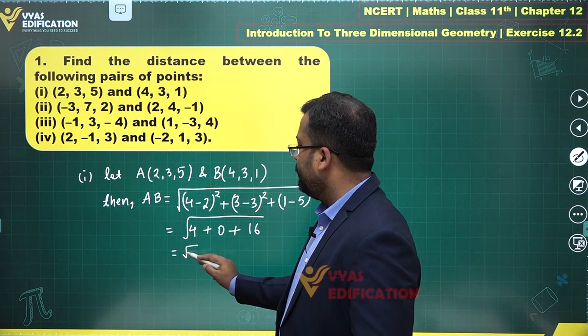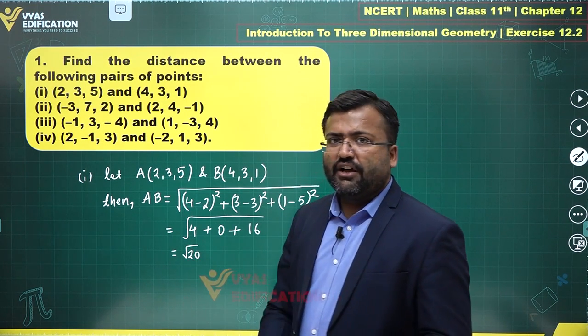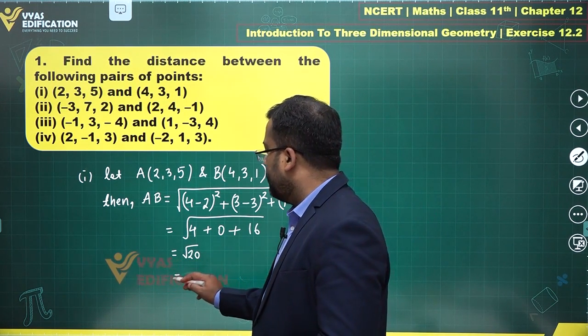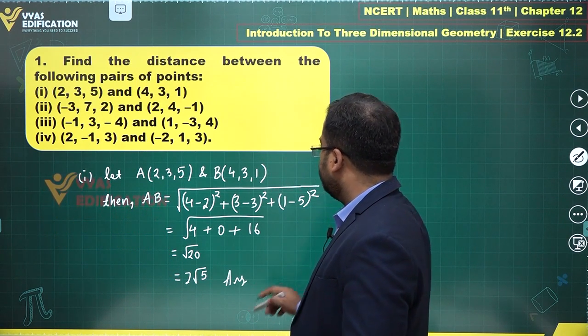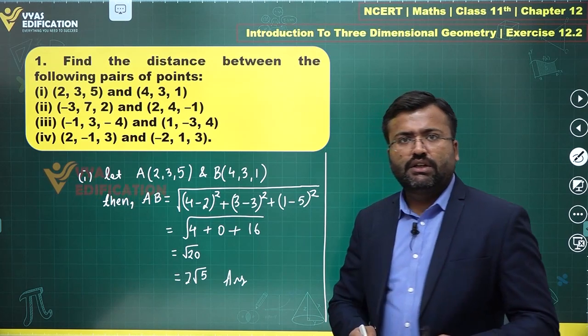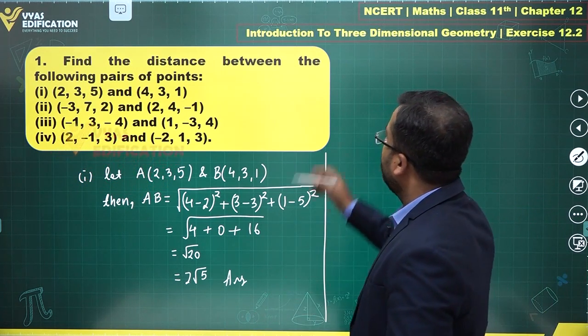This is under root of 20, or if you want, you can take out a factor of 4 common, that will become 2 square root of 5. That is my answer for this question, part 1. Let's take a look at the other 3 parts one by one.